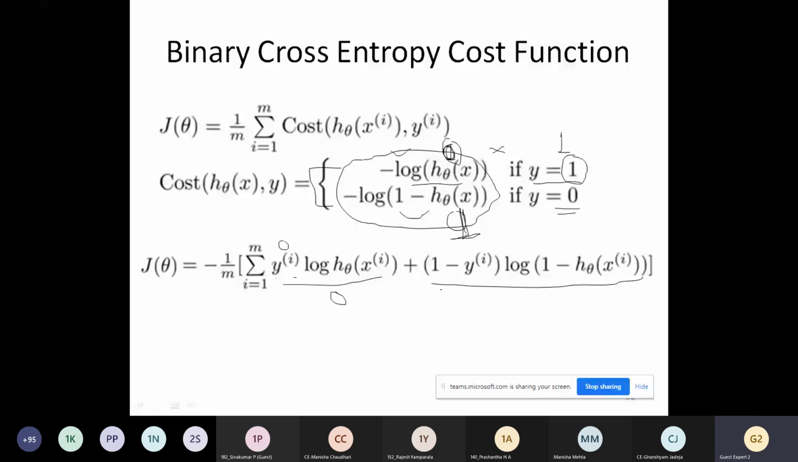So when y is 1, this is the cost. When y is 1, this term will be 0, since 1 minus 1 is 0. When y is 0, this will be our cost. So this is our cost function.